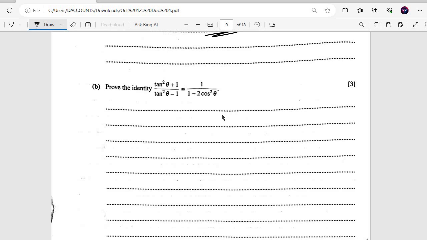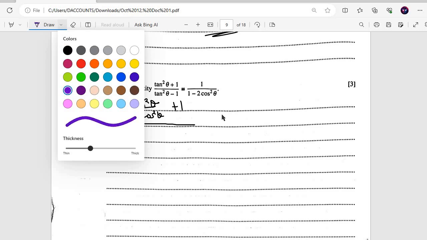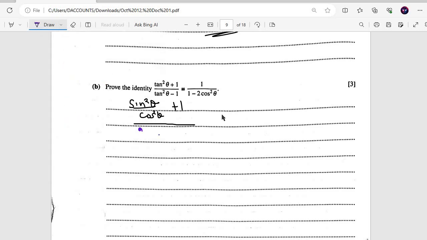The next one, prove this identity. Proving a trigonometric identity is all about interpreting and simplifying. That's all. Just simplify, have it in the back of your mind. Tan squared theta can be written as sin squared theta over cos squared theta plus 1. The other one down there, let me change it to blue, will be sin squared theta over cos squared theta minus 1.